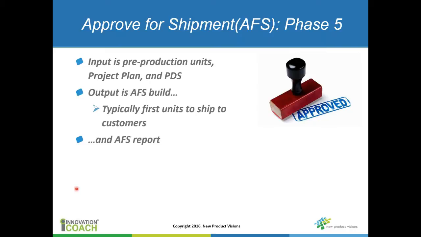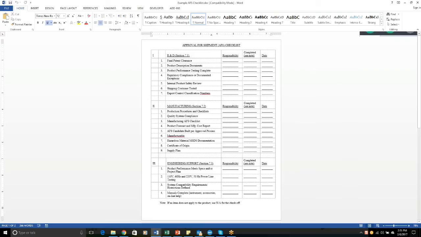And then the other output, I think, should be what I would term an AFS report. An AFS report really should have its own checklist. This is really the final step that the business is going to say, yes, we're ready to go to market. So there'll be different sections for this checklist. For R&D, do you have final patent clearance? You know, have you done an internal safety review with the product? Is everything ready within the system in terms of ECCN numbers and so forth?